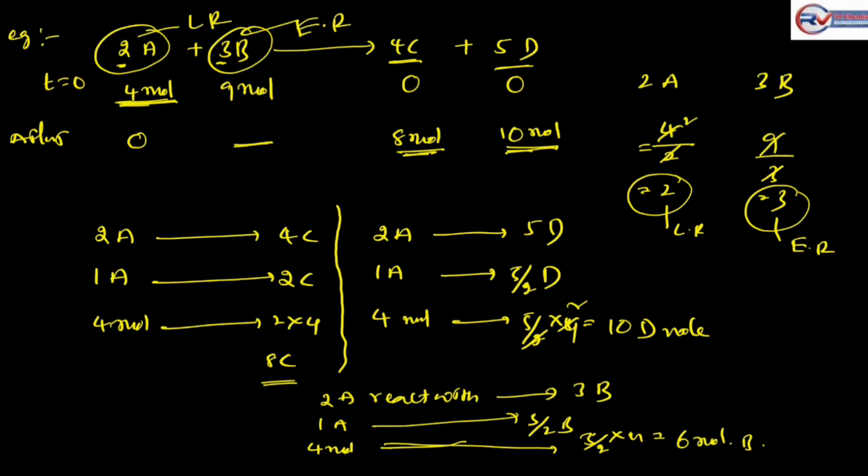See, 6 moles is completely consumed, so it is 9 minus 6. How many moles? 3 moles are still left in the container. This is the way to calculate the limiting reagent and find out the number of moles of products formed in the chemical reaction.